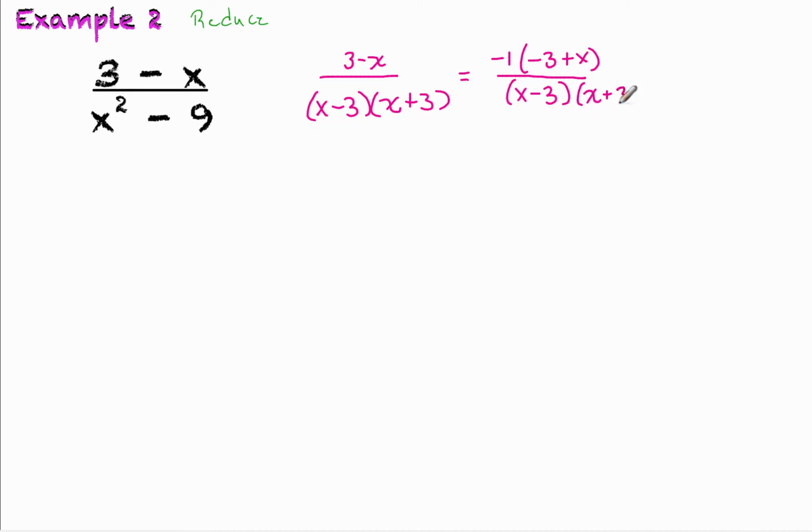If you remember this from 8th grade, that turns into really x minus 3. So therefore, this is a common factor that can cancel out, and I'm left with -1 over x plus 3. And the restriction is that x cannot equal -3, because if I put -3 in there, I'll get a 0 in the denominator, which is illegal.